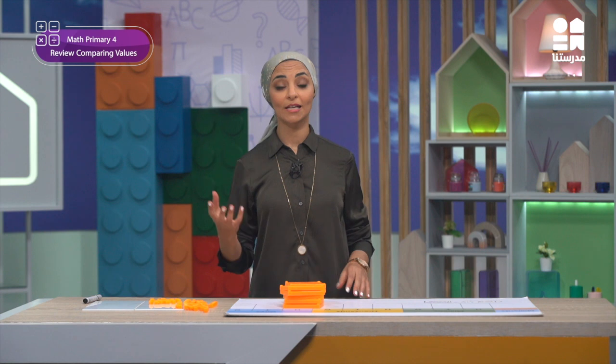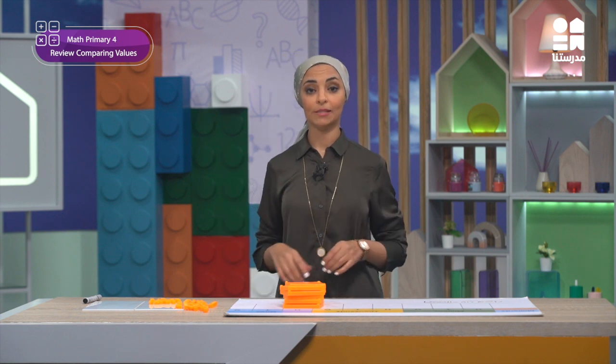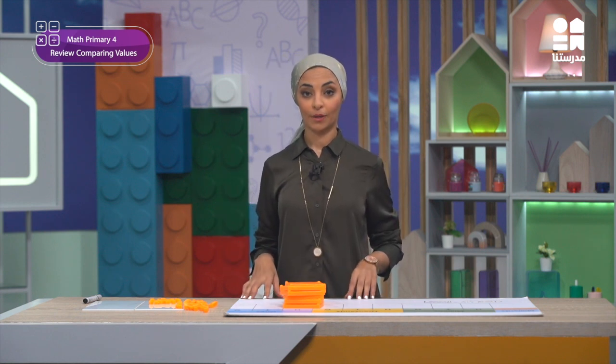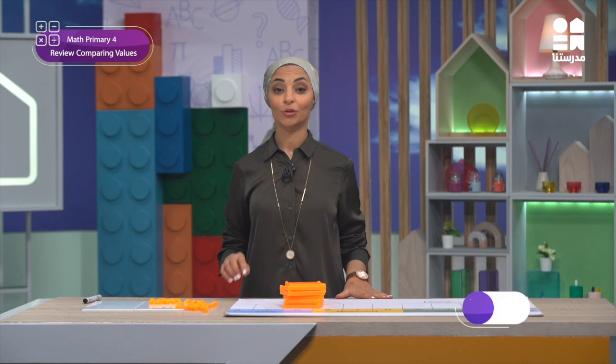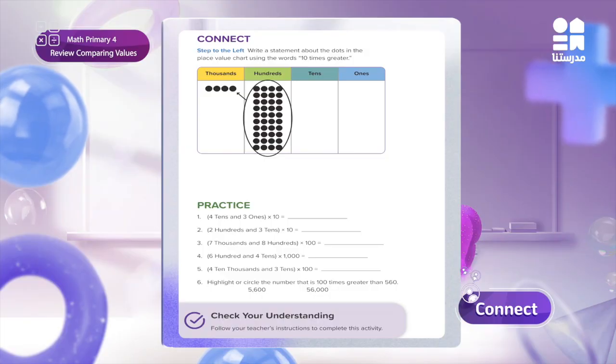Now, thus, we have learned the relations between values and practiced how to define them. Now, we need to use what we have learned to solve problems in the Connect Step to the Left activity, page 18. Okay, I will give you time to write the statement about the dots in the place value chart.